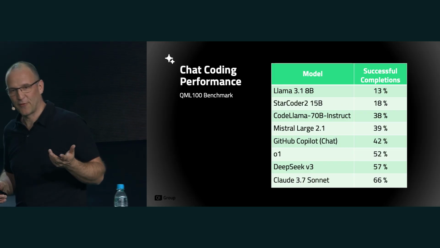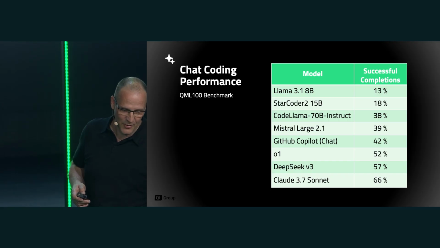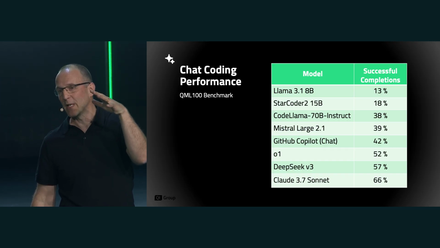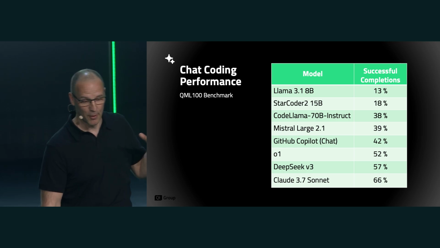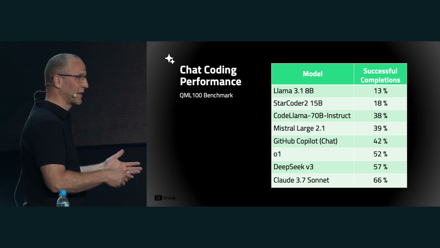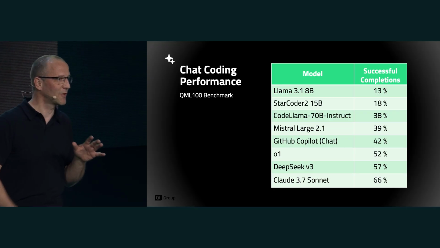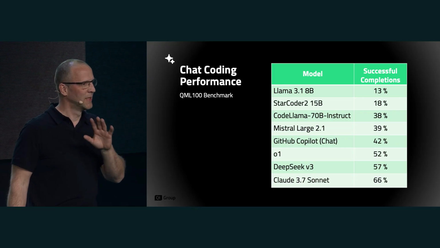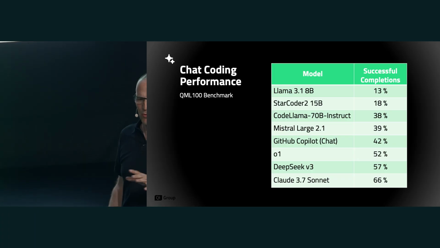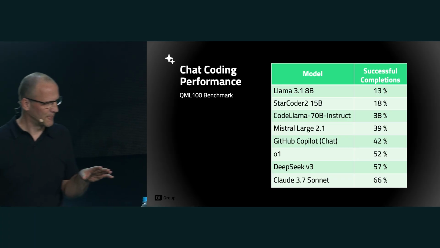StarCoder 2, 15 billion model, already mid-size, only 80%. So there you see already much more variation between the big models and the small models, between the general purpose models and the specialized, targeted models doing one particular thing. If you're just asked with a prompt, generate my code in our 100 tasks, you see there's much more difference going forward.